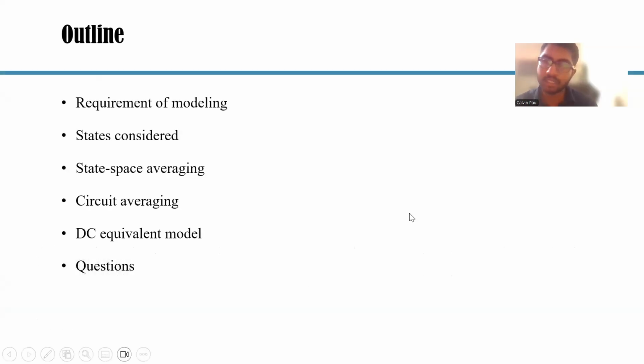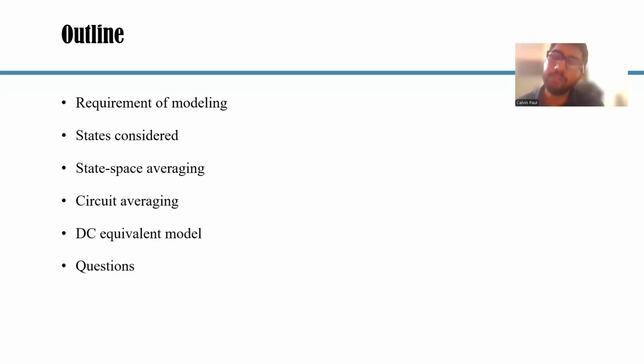So today we'll be discussing why we require modeling. Sir has talked extensively this week about different modeling techniques, and from those techniques, what can we find out? That we will check today. What are the states considered which Sir has used in his modeling? For the boost converter, buck-boost converter, and others, Sir has considered the inductor current and the capacitor voltage as the states. Why is that?